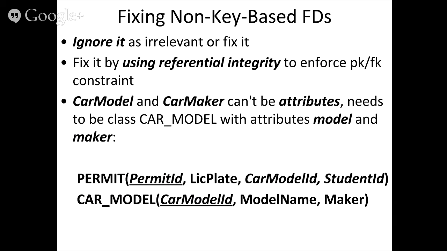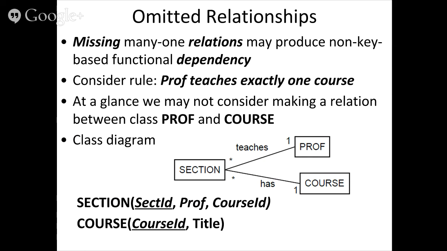Now the dependency is still there, but it's a key-based dependency, what we call a full functional key dependency. All right, that makes sense? So we have removed the risk of inconsistency by splitting it up into separate tables. Make sense? Here's another example.